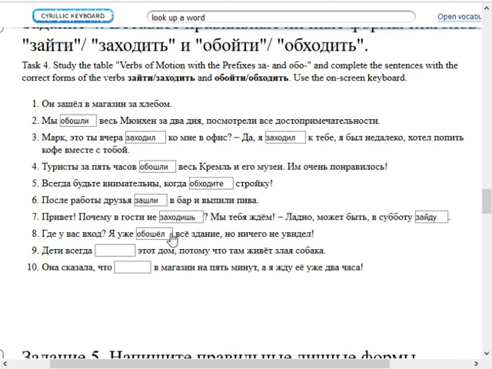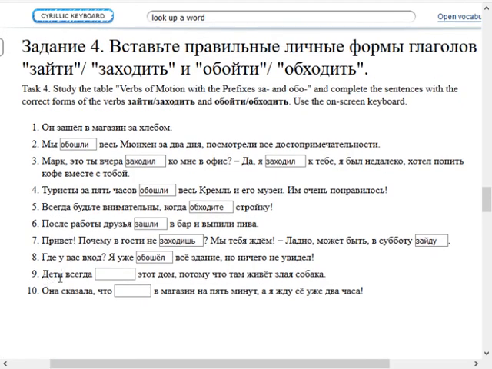So okay, then it's clear you should use обошел here. So, где у вас вход? Я уже обошел все здание, но ничего не увидел. Where's your entrance? I already walked around the entire building, but did not see anything. Russian architecture is sometimes confusing and unintuitive.